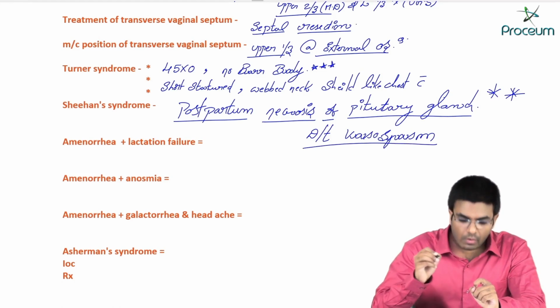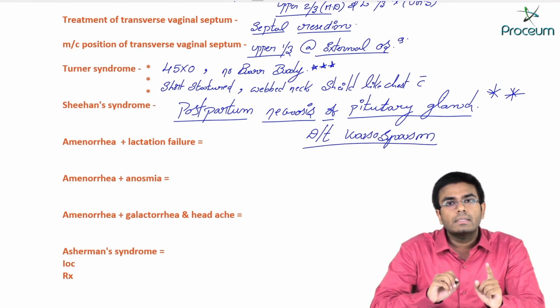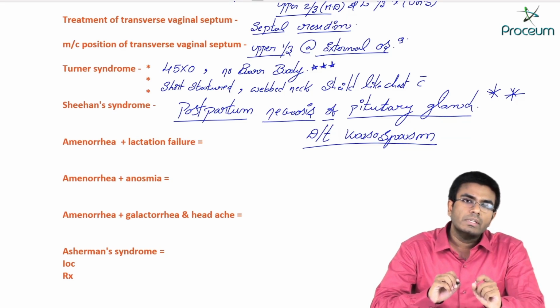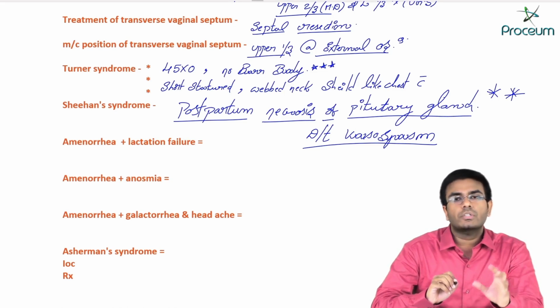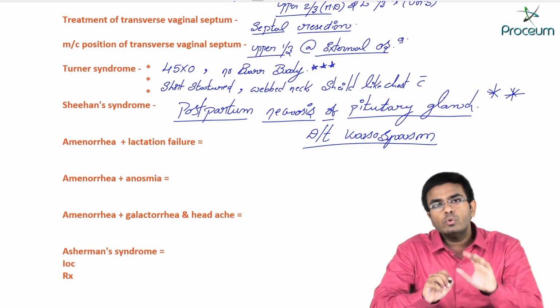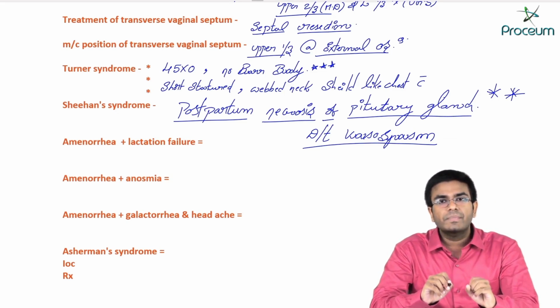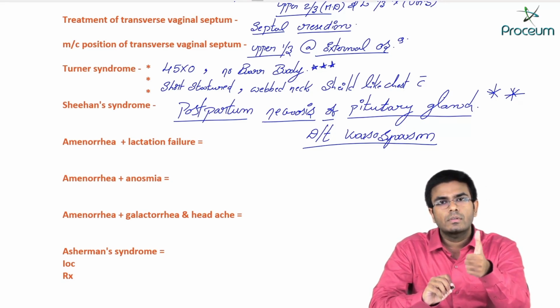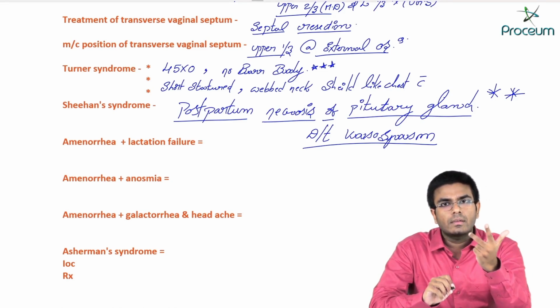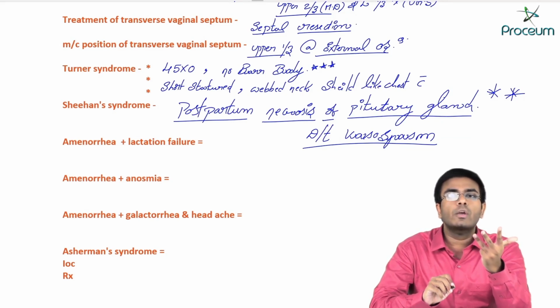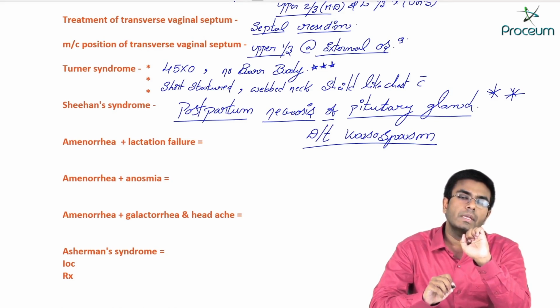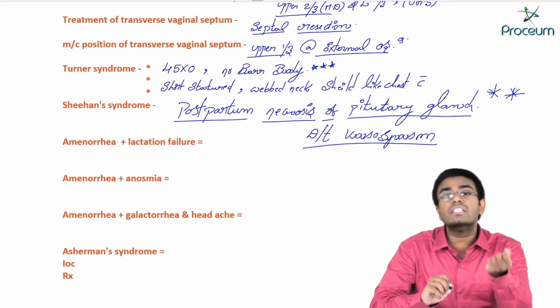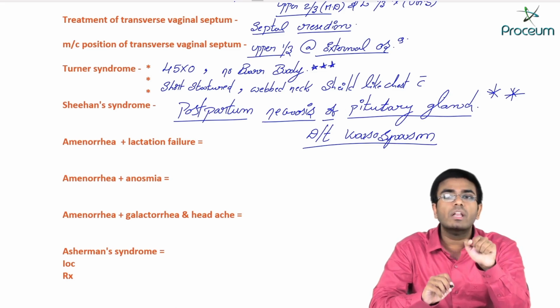Okay, now what you have to keep in mind in Sheehan syndrome? There is total destruction, total necrosis of the pituitary gland. Usually the anterior pituitary will make what hormones, guys? Anterior pituitary will make growth hormone, prolactin, thyroid stimulating hormone, ACTH, adrenocorticotropic hormone, and gonadotropic hormones like FSH, LH. Now, if there is postpartum necrosis of the pituitary gland, what happens to all these hormone levels?